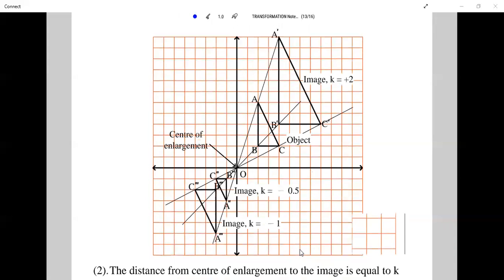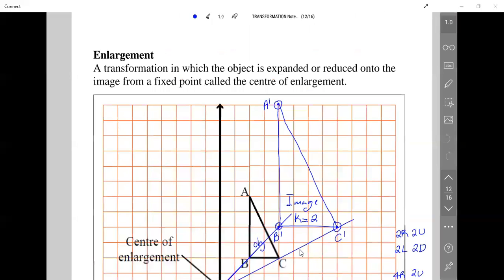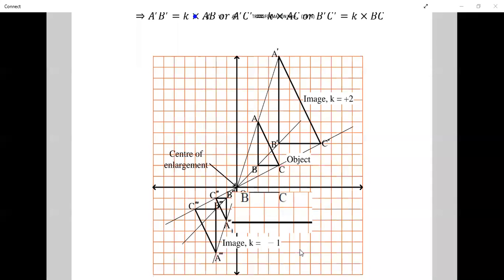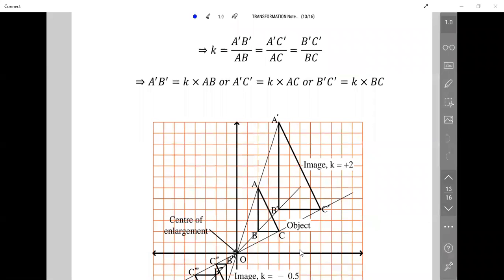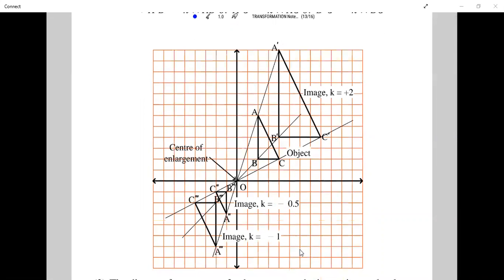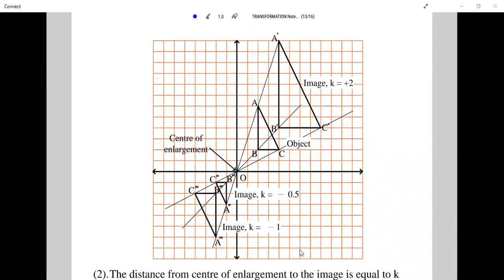All right, this is sort of like the completed diagram of what we did on the page before. Here is the completed one. And you can see when k is greater than 1, the image is larger than the object. When k is less than 1, the image is smaller than the object. When k is equal to 1, the object and the image have the same size.